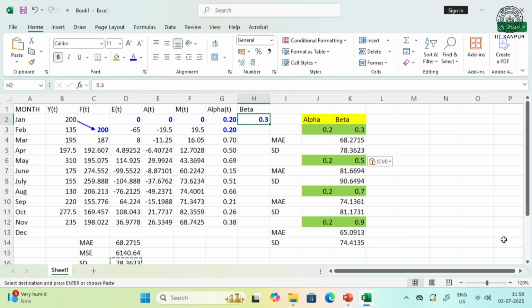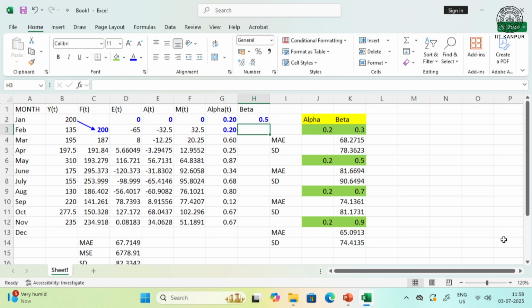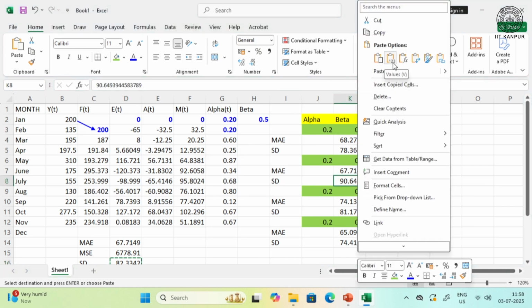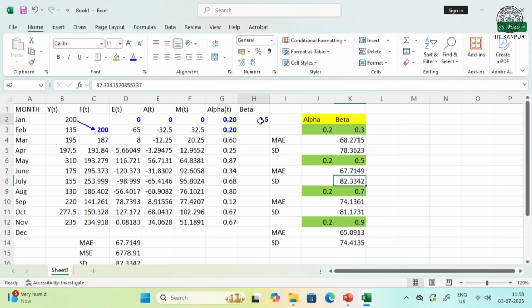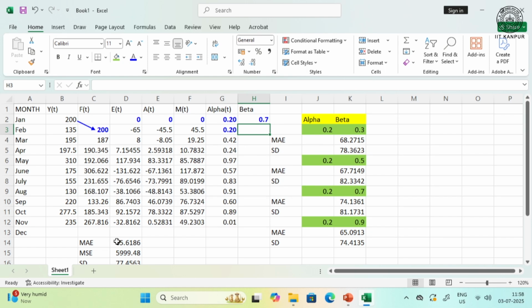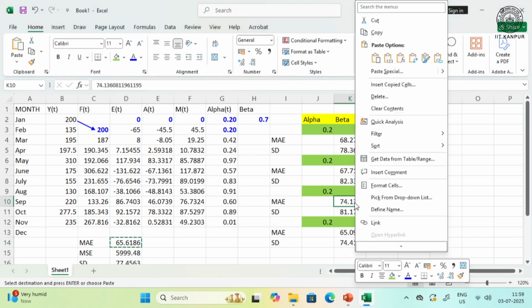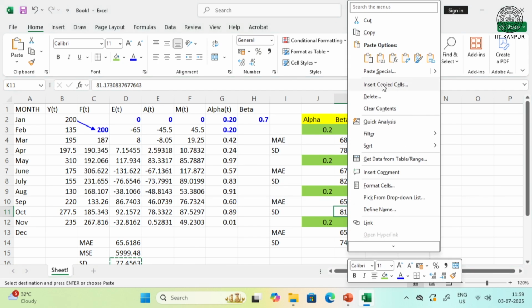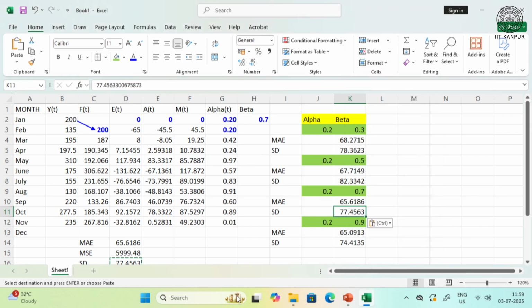If it is 0.2, 0.5, the mean absolute error and mean standard deviation is this. When it is 0.7, mean absolute error and the standard deviation is given. I will read it out and I will also plot it.